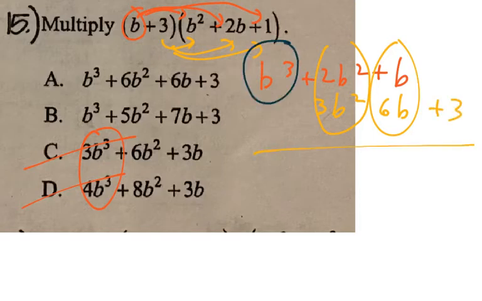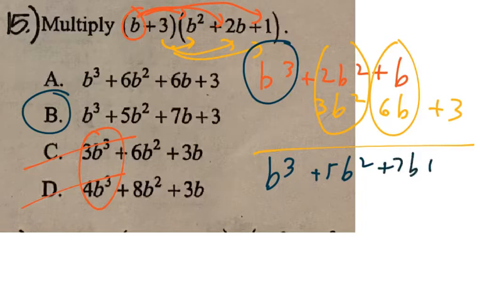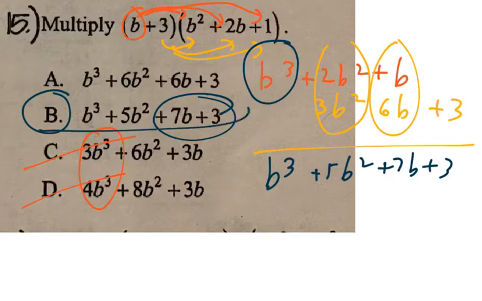As you can see, I have a b cubed. I have a 5b squared, so I already know the answer is b. But let me finish it up here. 7b plus 3 also matches there as well. B, without a doubt, is my correct choice.